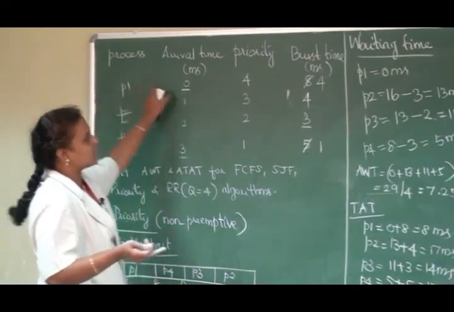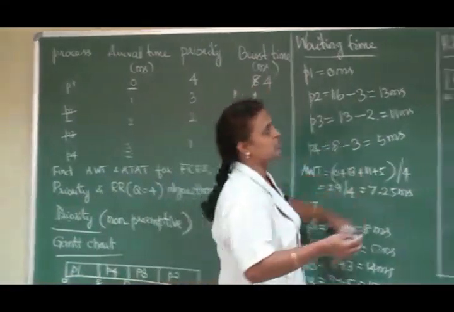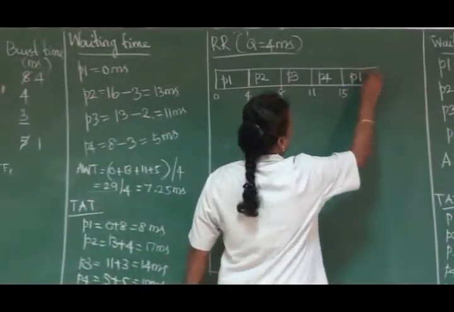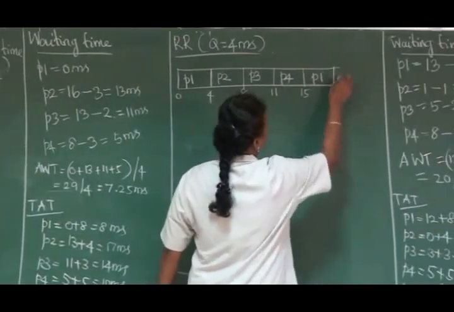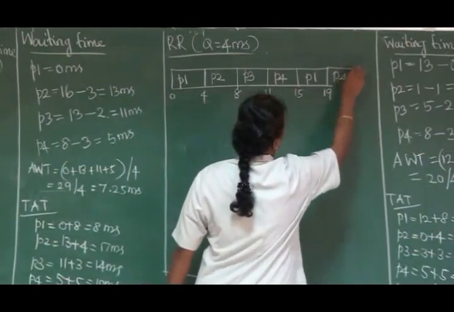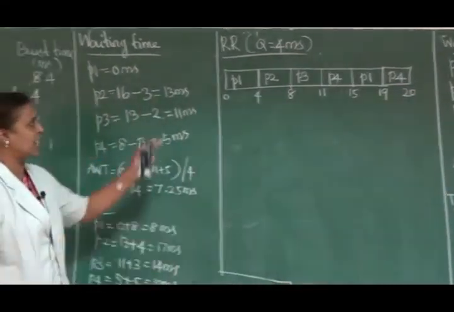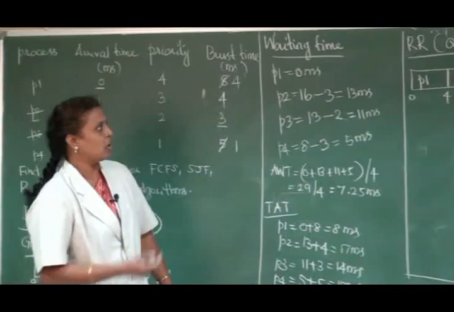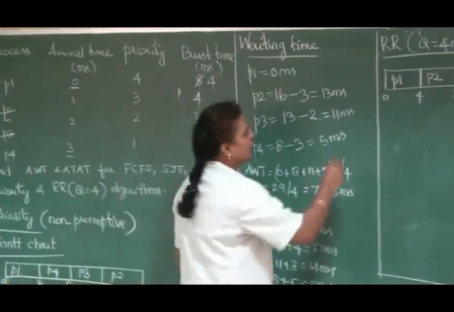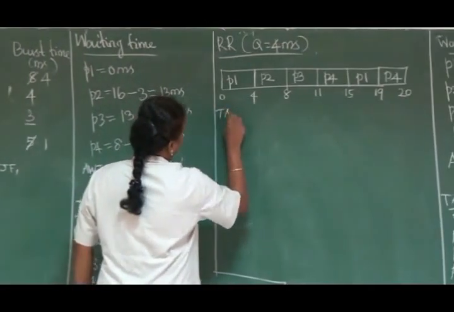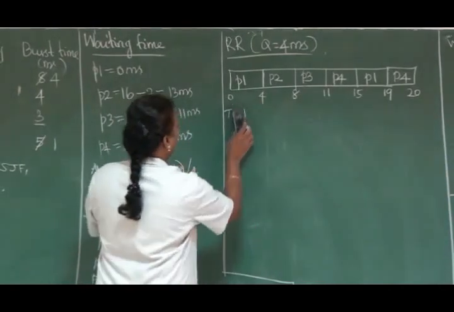P1's remaining burst time is 4. So next P1 can get the CPU and be executed for 4 milliseconds, and finally P4 will get the CPU and be executed for 1 millisecond. So this is the Gantt chart for the round robin algorithm with a time quantum of 4 milliseconds. Now we have to calculate turnaround time and waiting time.